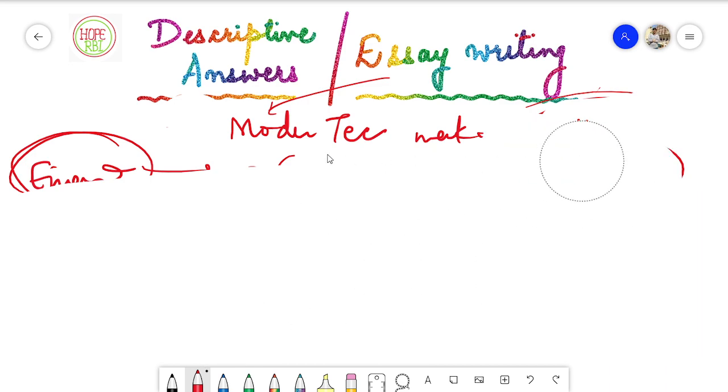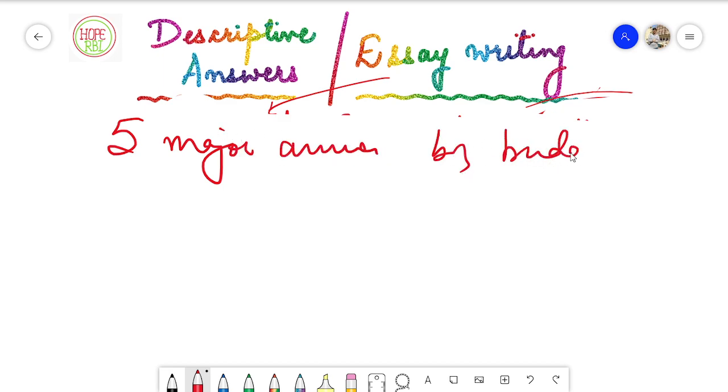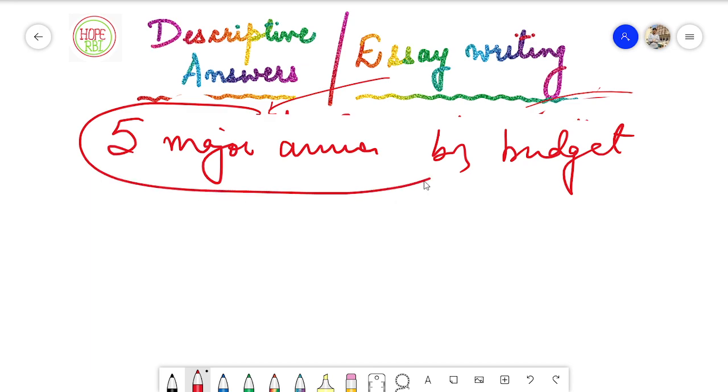We can take more examples. For example, let's talk about another question that was asked in the examination. There was a question: discuss the five major announcements by the budget. Very straightforward question. You don't need to go into too much depth. Your main thing, the five major announcements, should be mentioned in your body.